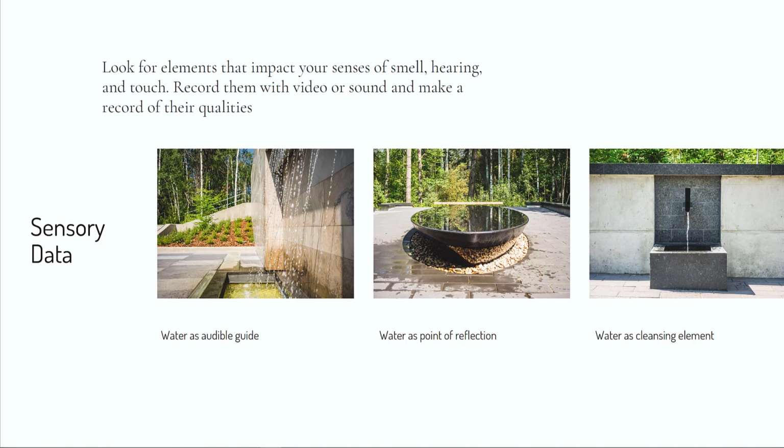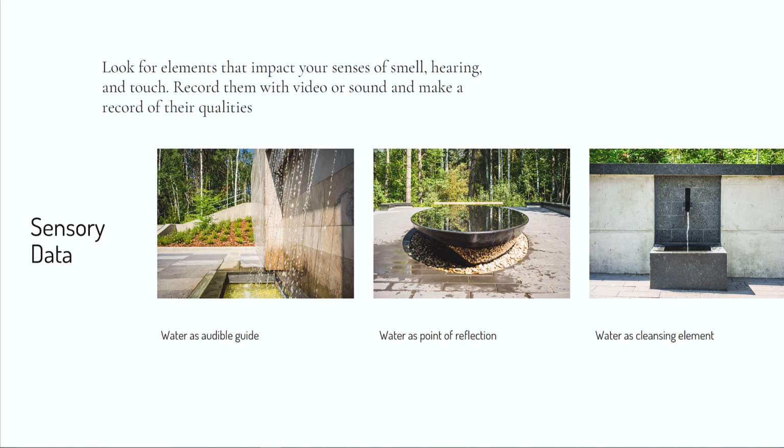We can record different sensory data with photos. Of course, it's always nice to have other types of data to really engage our senses, such as the sound of flowing water or the smell recorded in words of how a site smells. So look for elements in your site that impact your senses of smell, hearing, and touch. Record them with video or sound and make a record of their qualities on your site plan as you're walking through.